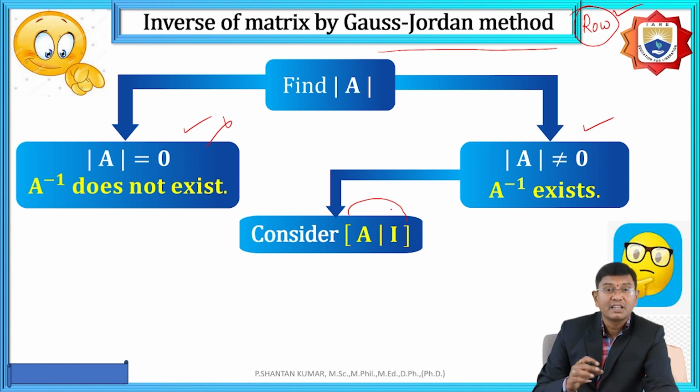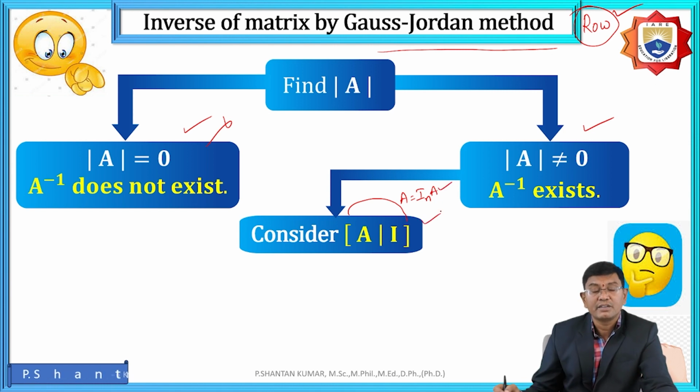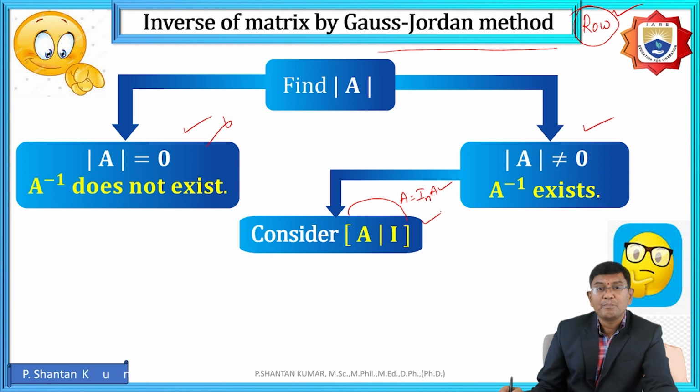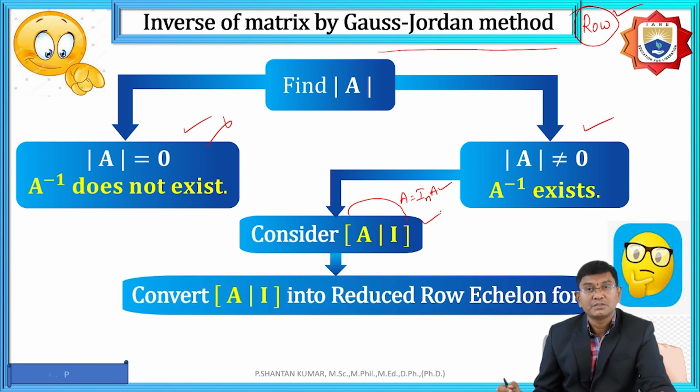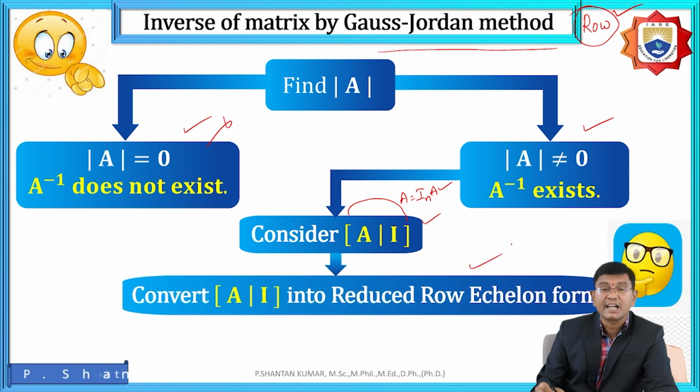This is considered according to the matrix, and sometimes it is also considered A equal to In into A. That is no problem. Both are according to that method, and we need to follow it. Based upon this, by applying the row operations, we need to reduce it to echelon form.